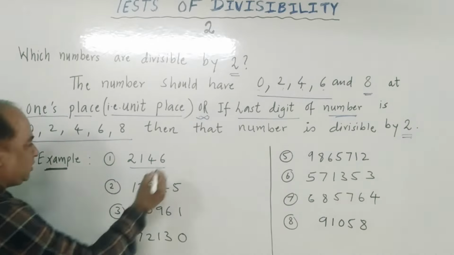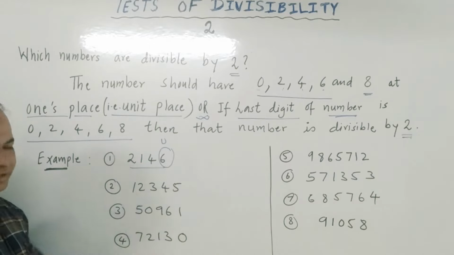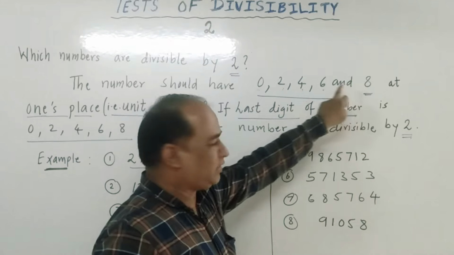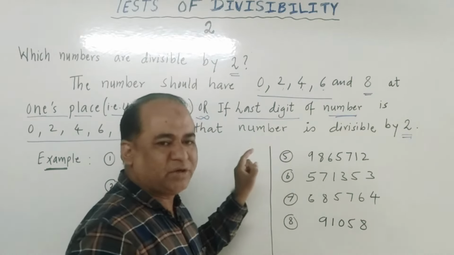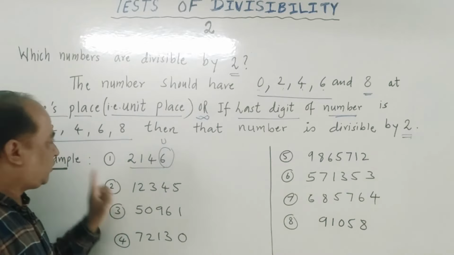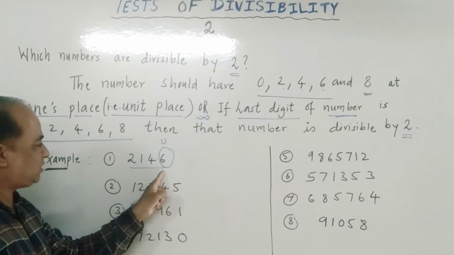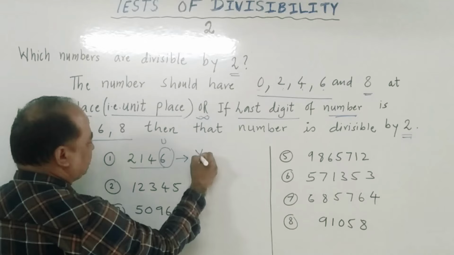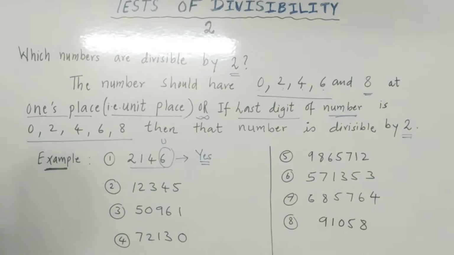If we see this number 2146, the last digit, or the digit at the unit place, is 6. So as per our test of divisibility, if any of the digits 0, 2, 4, 6 and 8 is at the unit place, then that number is divisible by 2. So here 6 is at the unit place, so this number is divisible by 2. Yes, this is divisible by 2.